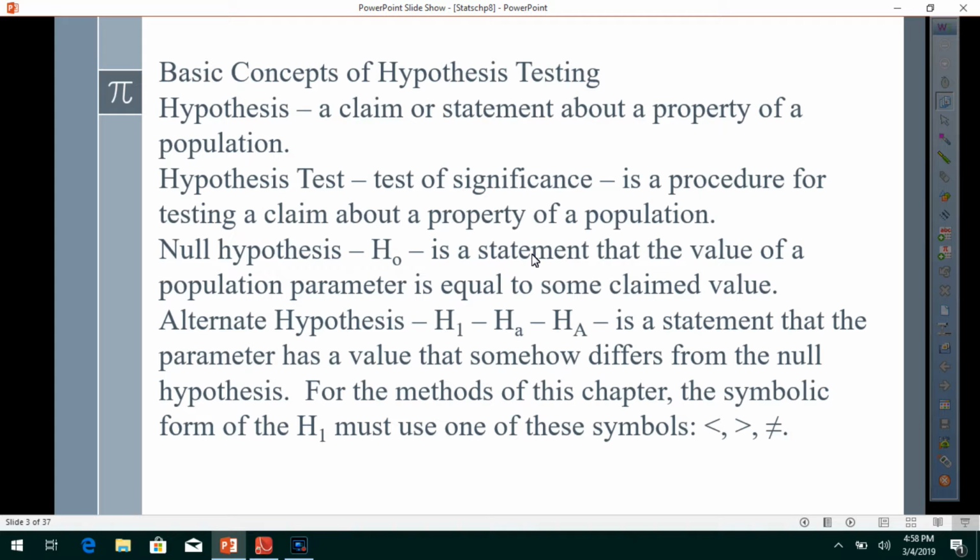Null hypothesis, H sub 0, is a statement that the value of a population parameter is equal to some claimed value. Alternate hypothesis, H sub 1 or H sub A, is a statement that the parameter has a value that somehow differs from the null hypothesis. For the methods of this chapter, the symbolic form of H sub 1 must use one of these symbols: less than, greater than, or not equal to.